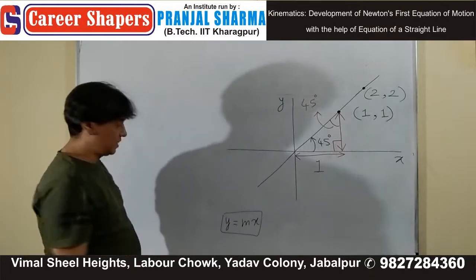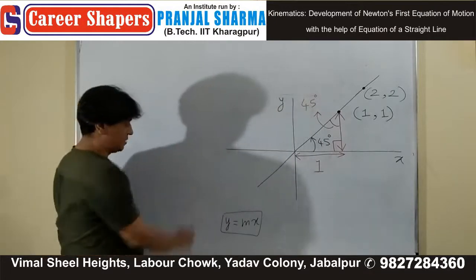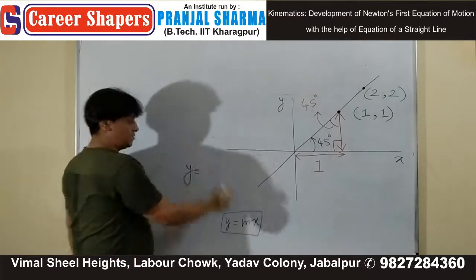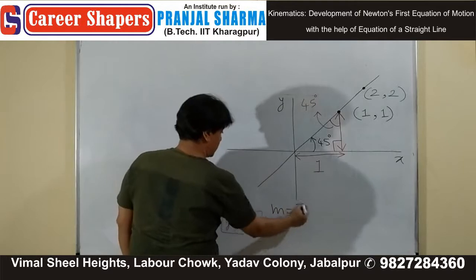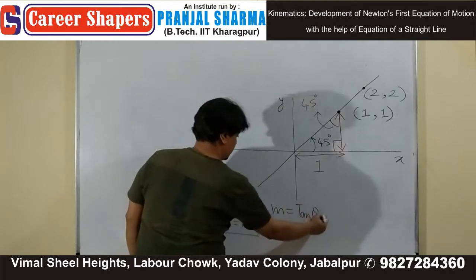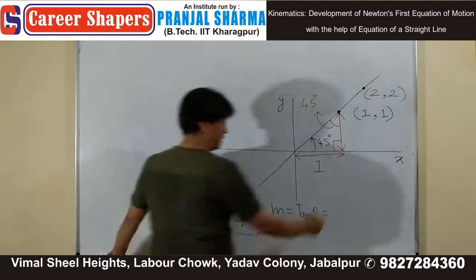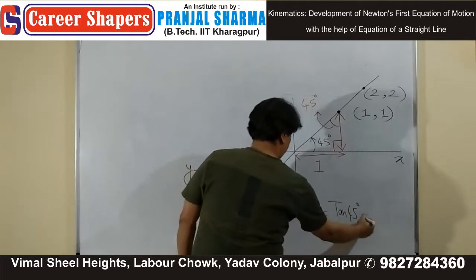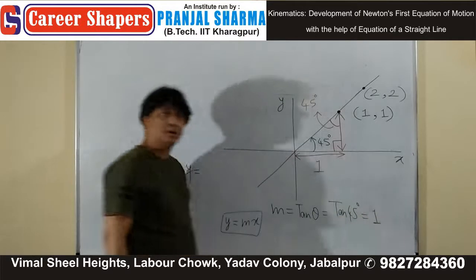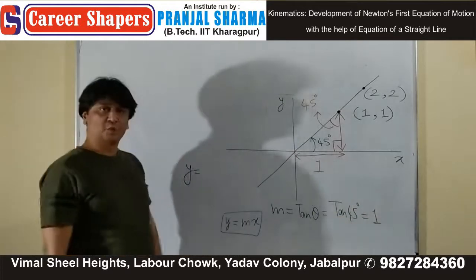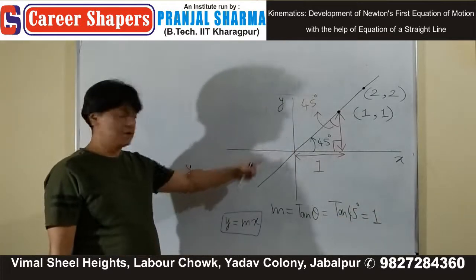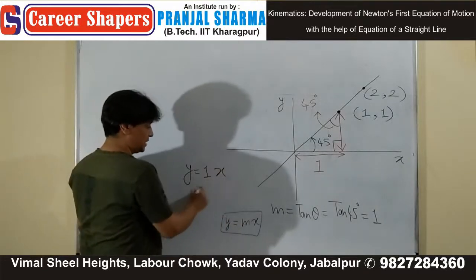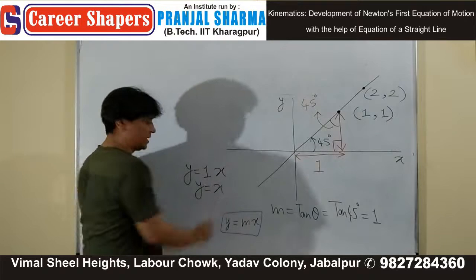What is the equation of a line? y equals mx. What is m? m is tan of theta. What is theta? 45 degrees. What is tan 45? 1. So math says, what is the equation of a line that passes from origin? y equals mx. That is 1 into x, which is y equals x.